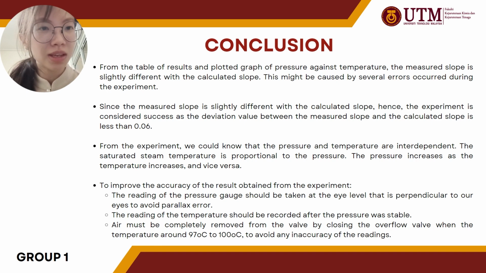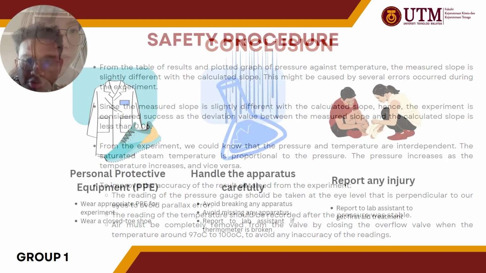To improve the accuracy of the result obtained from the experiment, first, the reading of the pressure gauge should be taken at the eye level that is perpendicular to our eyes to avoid parallax error. Secondly, the reading of the temperature should be recorded after the pressure was stable. Furthermore, air must be completely removed from the bath by closing overflow bath when the temperature is around 97 degrees Celsius to 100 degrees Celsius to avoid any inaccuracy of the readings.